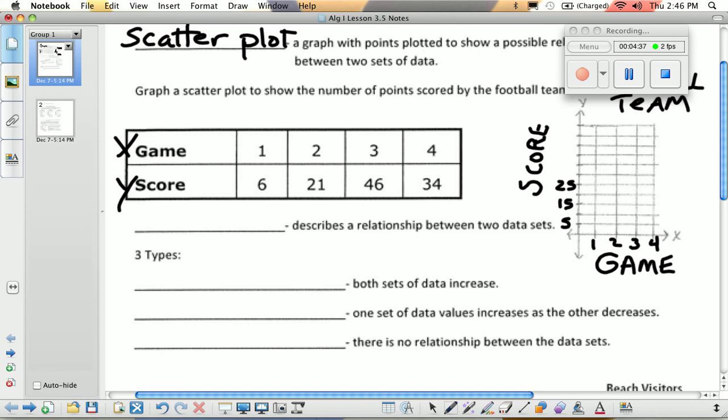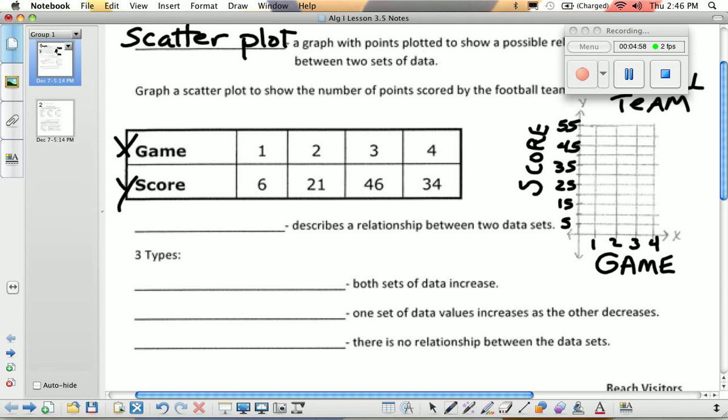And lots of lazy people on the quiz were not labeling the axes on the graph. Get this labeled. On your scatter plots, if I don't see these axes labeled, I'm going to take points off, because it's really hard to read a graph without those labels on it.